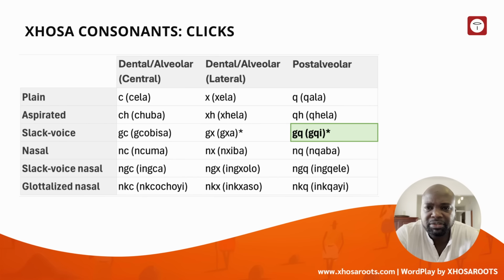Then we have the slack voice version. Ga, ga, ga. This is the slack voice version. Again, the slack voice, these are the ones that almost have this bass sound to them. Ga. An example again is gi, which is another idiophone. Gi, which is to make a sudden appearance. When someone says, wati gi, it's like you just appeared out of nowhere or you make a sudden appearance.